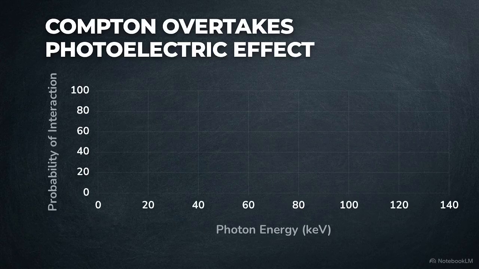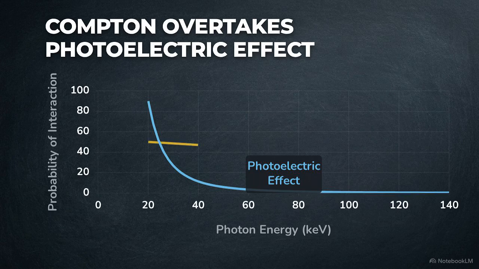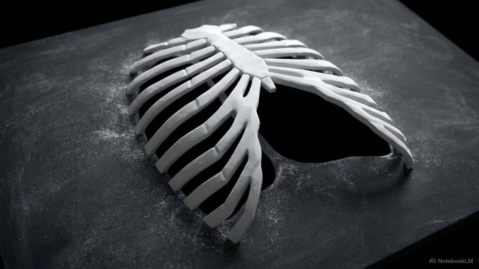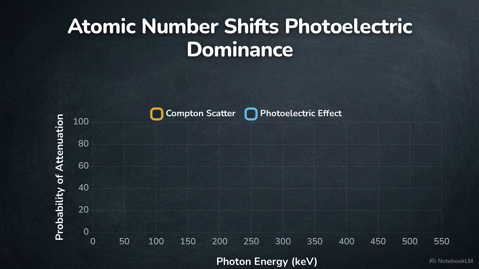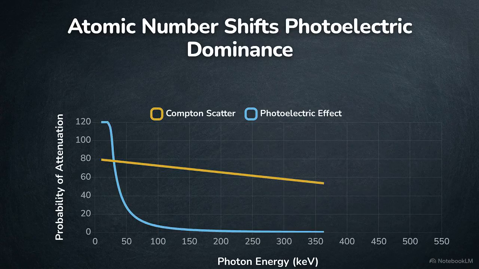This graph visualizes the competition. The steep curve represents the photoelectric effect, and the flatter curve represents Compton scatter. At low X-ray photon energies, the photoelectric effect is the primary cause of attenuation. This produces distinct image contrast, but results in a higher patient radiation dose. As beam energy increases, photoelectric interactions plummet. At this intersection, Compton scatter becomes the dominant cause of attenuation.